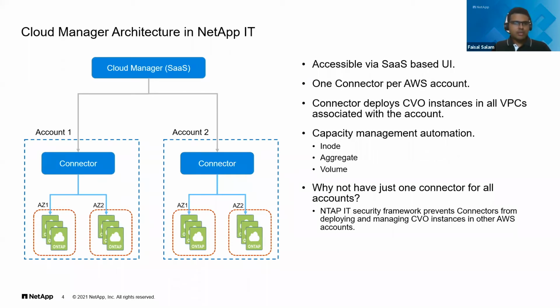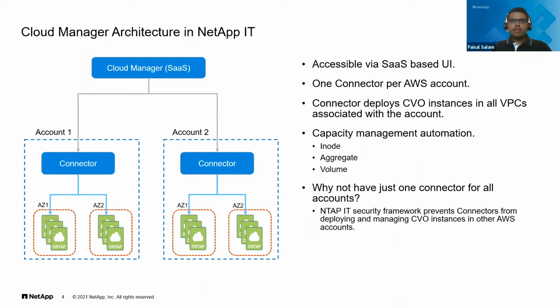As we see here, you have account one with a connector, and then you have the ability to select a VPC, and then you could deploy in one of the three models, which is a single availability zone, a multi-availability zone, or you could just do a single node CVO.